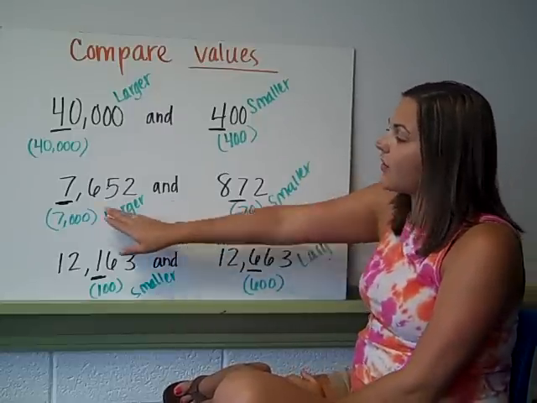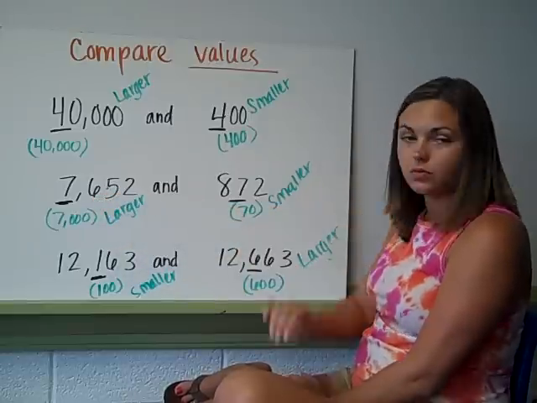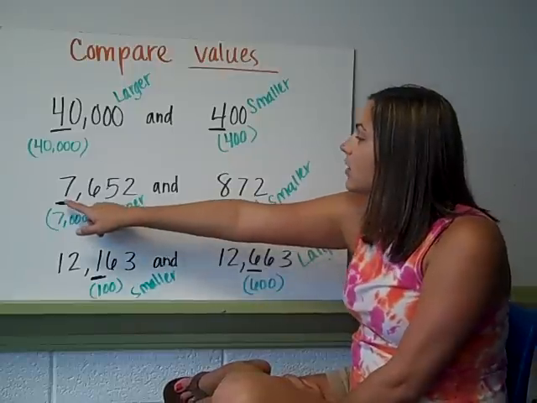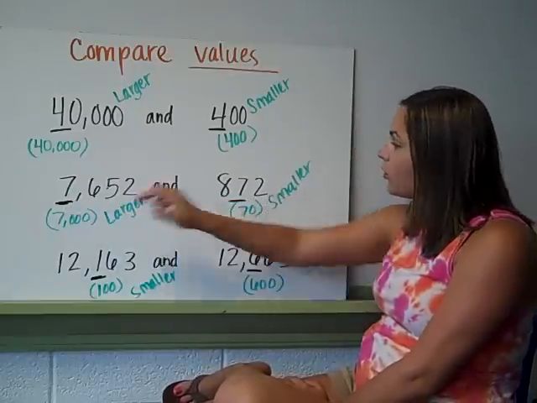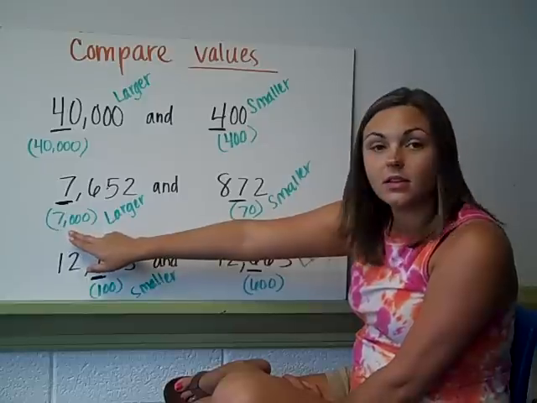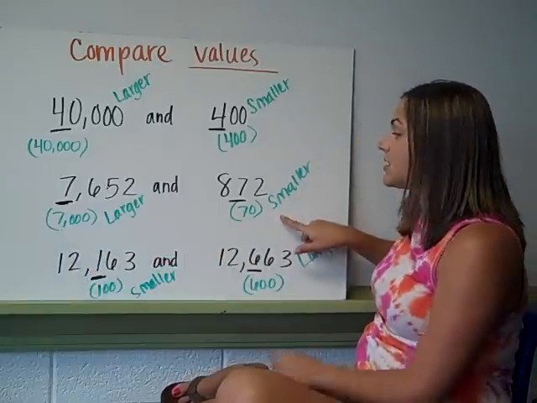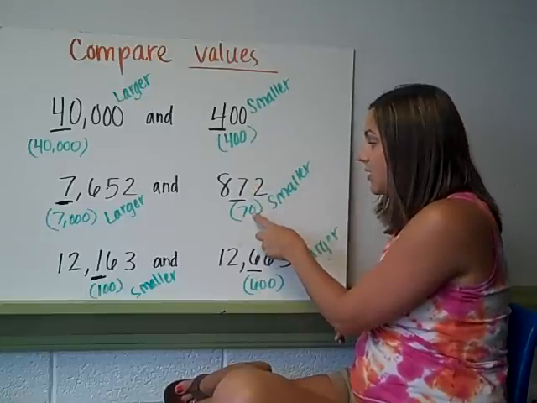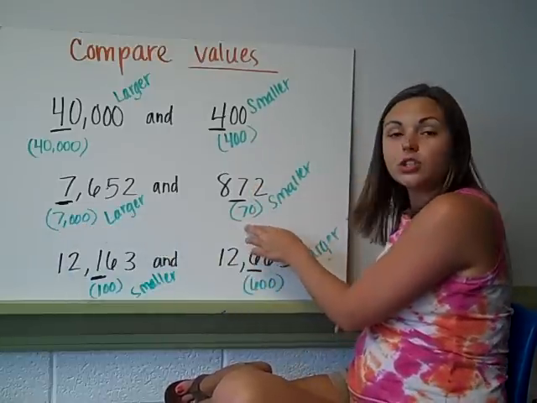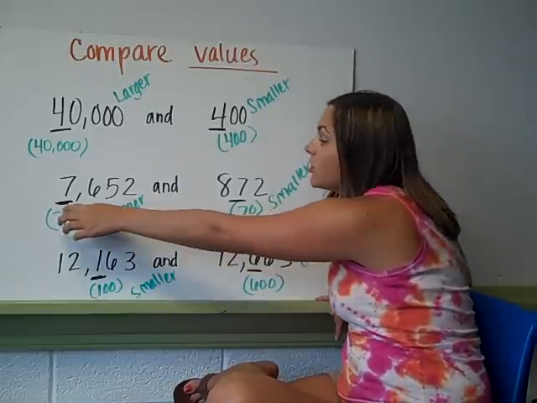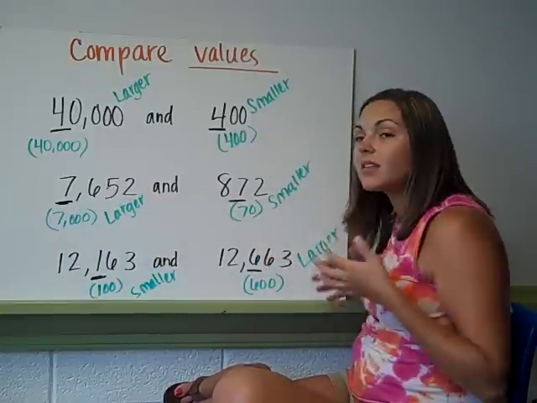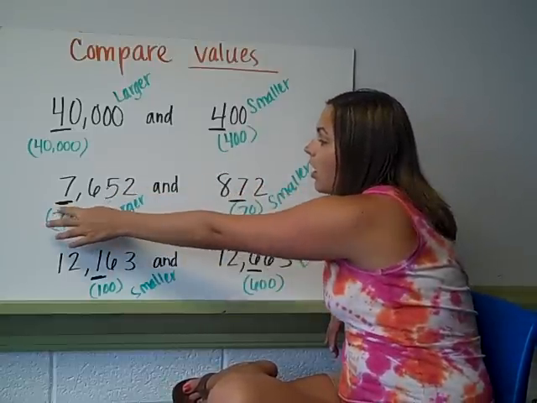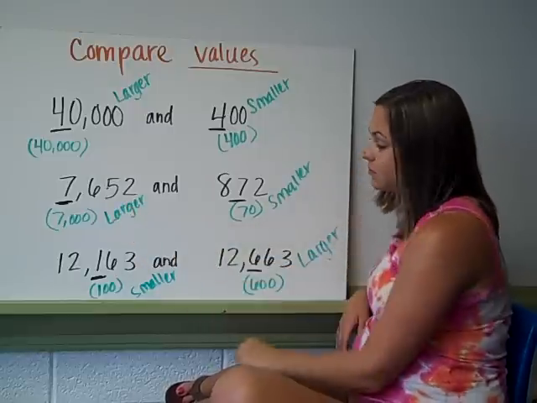In these two numbers, we have 7,652 and 872. I have 7s underlined in both, but in this number the 7 represents 7,000, and in this number the 7 represents 70 because it's in the tens place. 7 tens is 70. 7,000 is a lot larger than 70. Even though they're both a 7 underlined, I cannot say that they equal each other because of the position of that digit in the number.